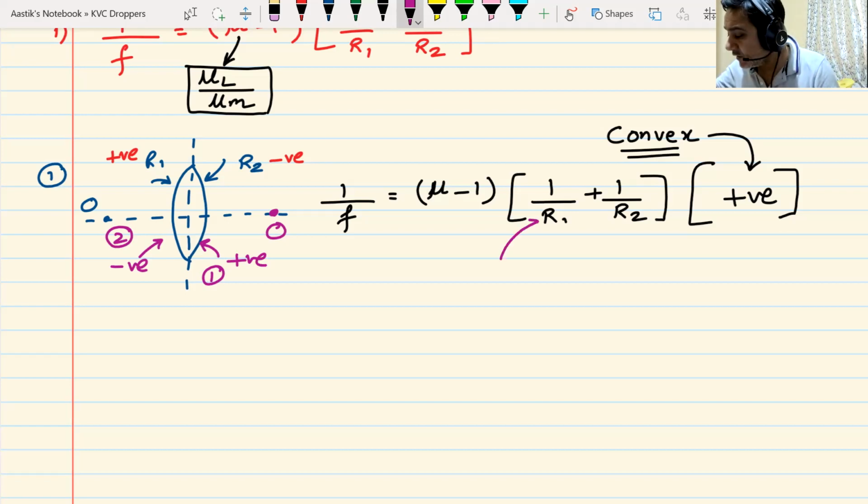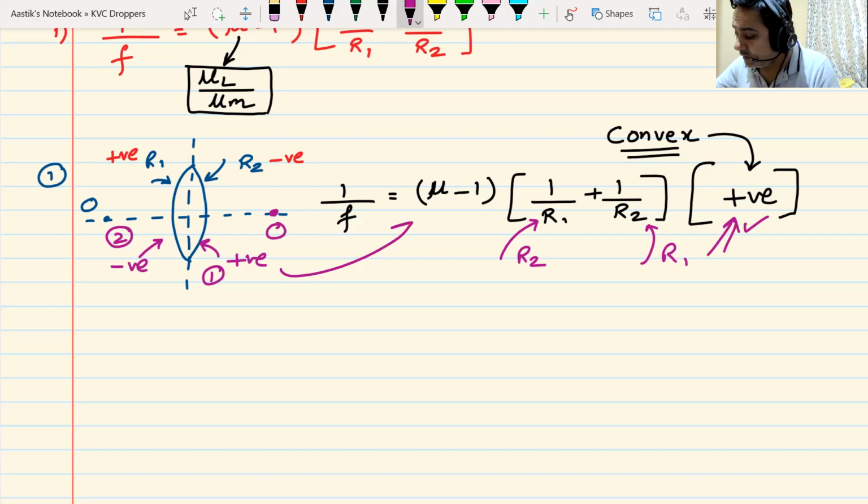So instead of R1 over here, I will have plus R2 over here. Instead of R2 over here, I will have minus of R1, but minus of R1 and minus of R1 becomes R1. So whether I look at it from here or from there, in both the cases, it is going to behave as a convex lens. Its focal length will come out the same. It doesn't matter where you keep your object.